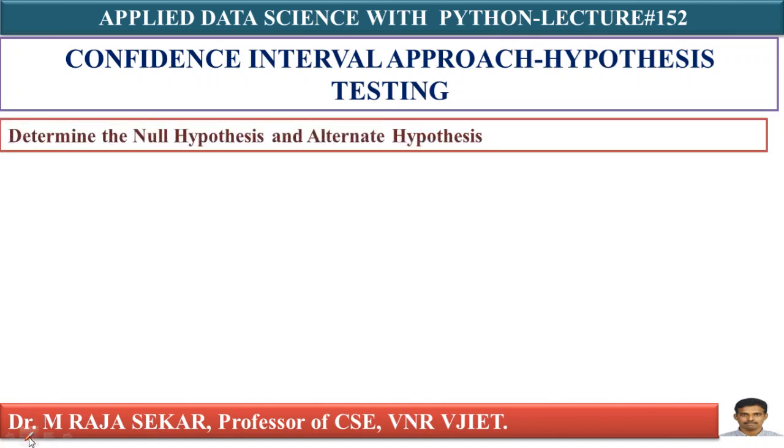What is the null hypothesis? Null hypothesis means you must maintain the status quo. In this problem, my H0 is the null hypothesis. My status quo is mu equal to 500. What about my alternative hypothesis H1? I already discussed it in the previous lecture. H1 is mu not equal to 500.